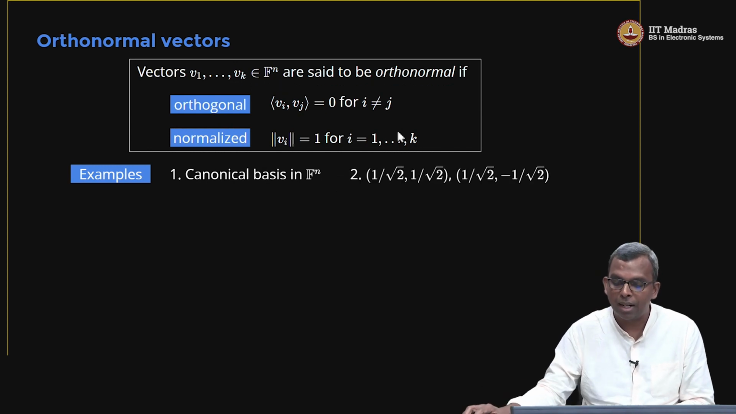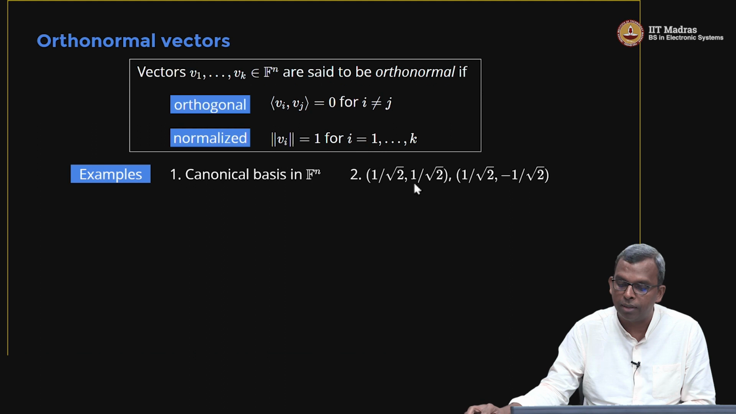But here is another one. These two vectors are orthonormal, right? The norm is 1: 1 by 2 plus 1 by 2 is 1. Here also 1 by 2 plus 1 by 2 is 1. If you take an inner product here, you get half minus half, you get 0.